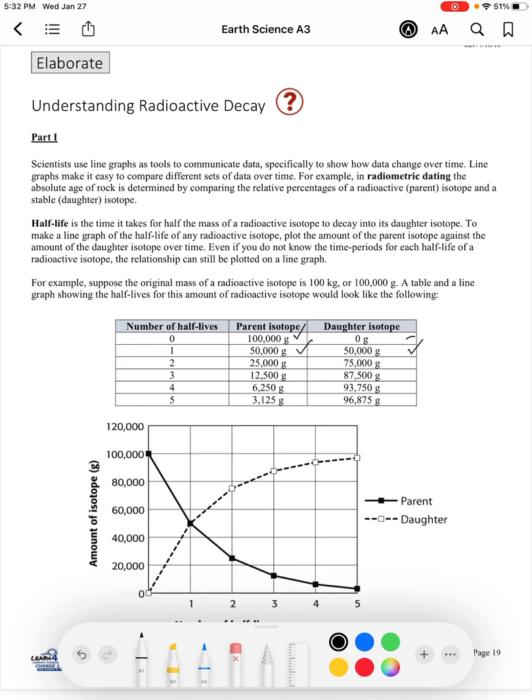Now, after 2 half-lives, this is once again cut in half. So now we go from 50,000 down to 25,000. So we're dividing by 2. Consequently, this side increases by 25,000 grams. And this happens over and over and over again until the parent isotope is essentially eliminated.